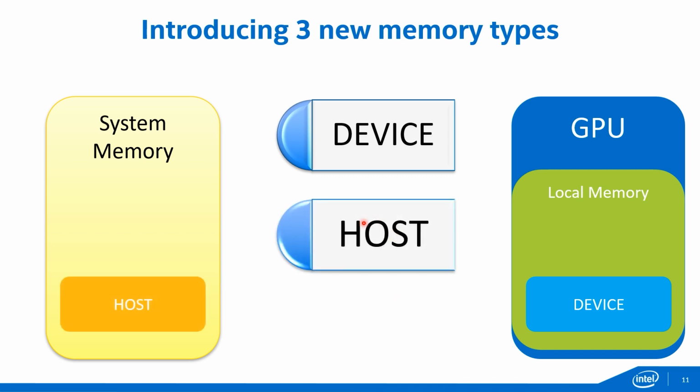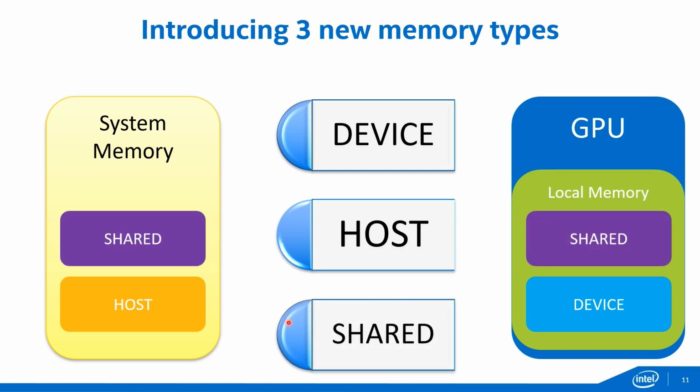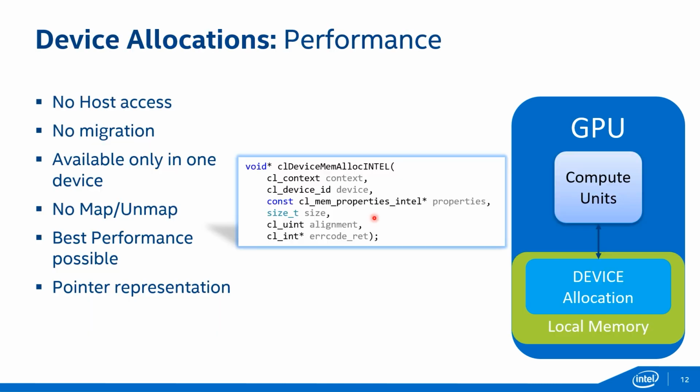Another type is host allocation, which is put directly in system memory, and it needs to stay there, not move anywhere else. So this is a clear distinction between host and device allocation. The third type that we introduce is shared allocations. Shared allocations can be placed in multiple memory regions, in system memory and in local memory, and they automatically migrate. I will now go into details about how those allocations work and how the API looks.